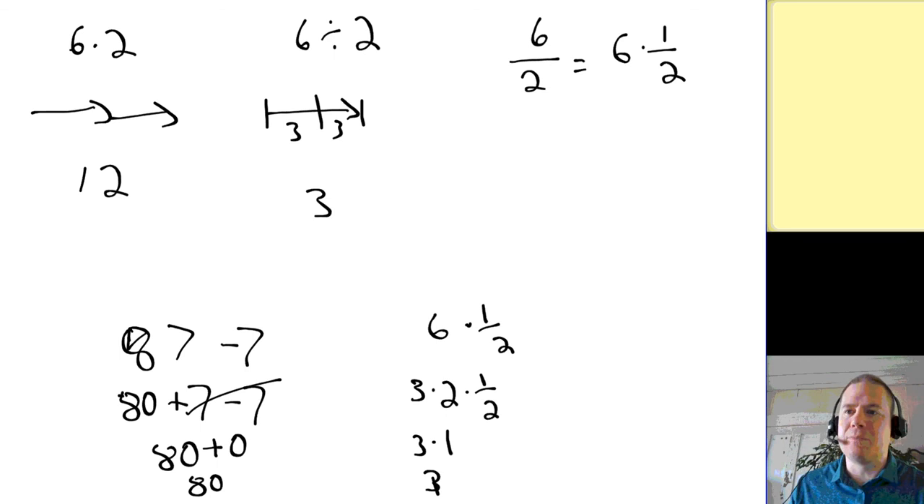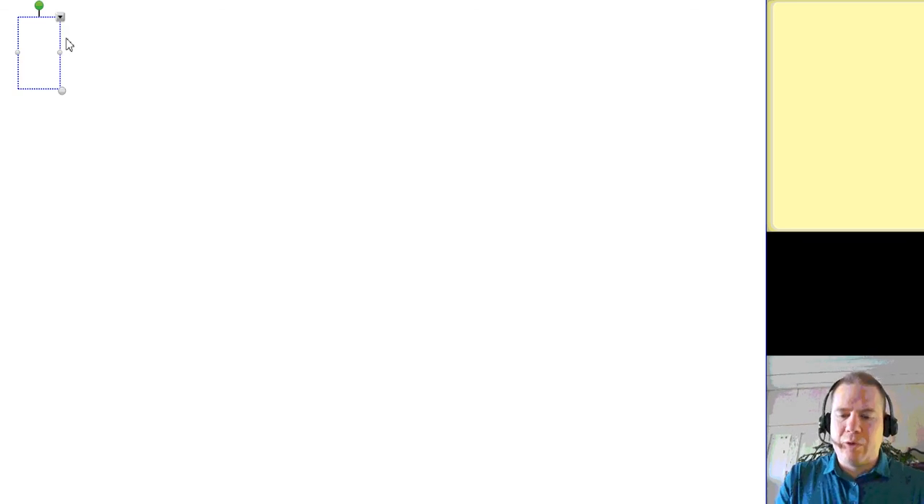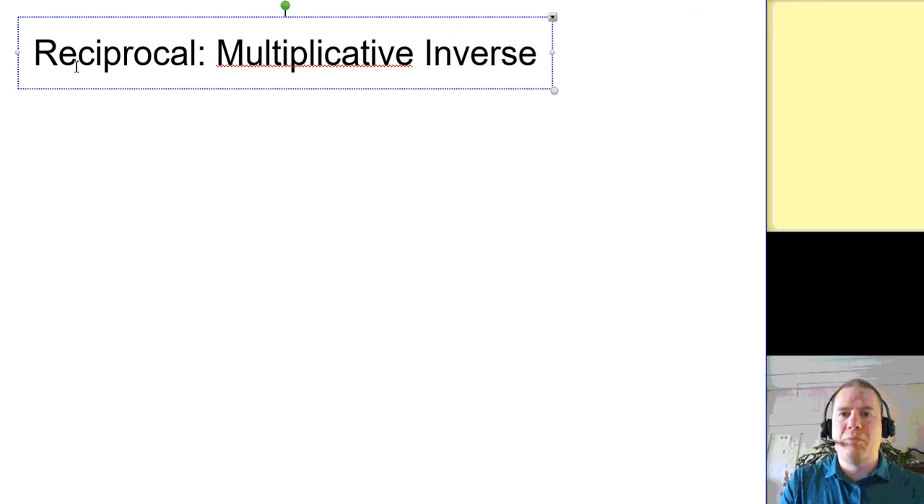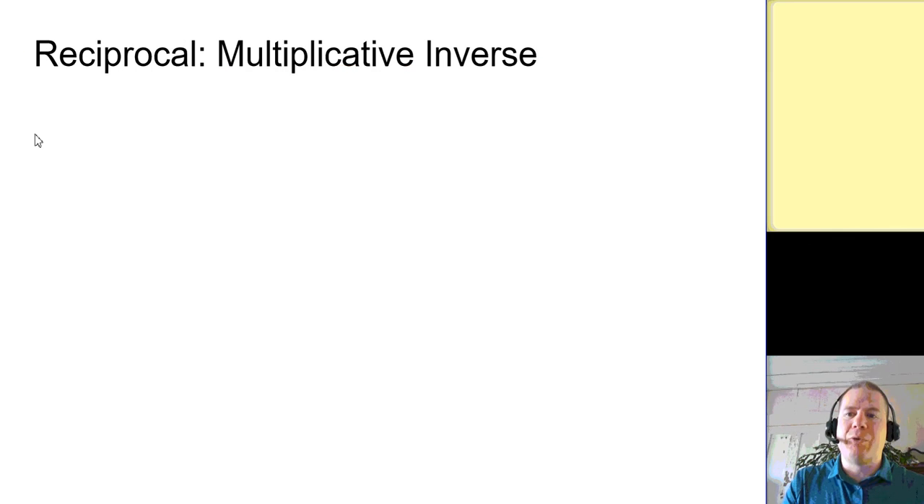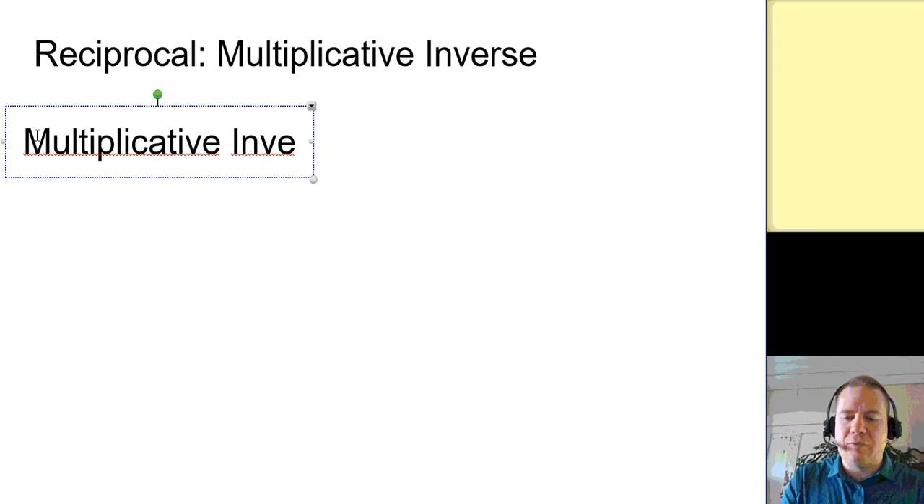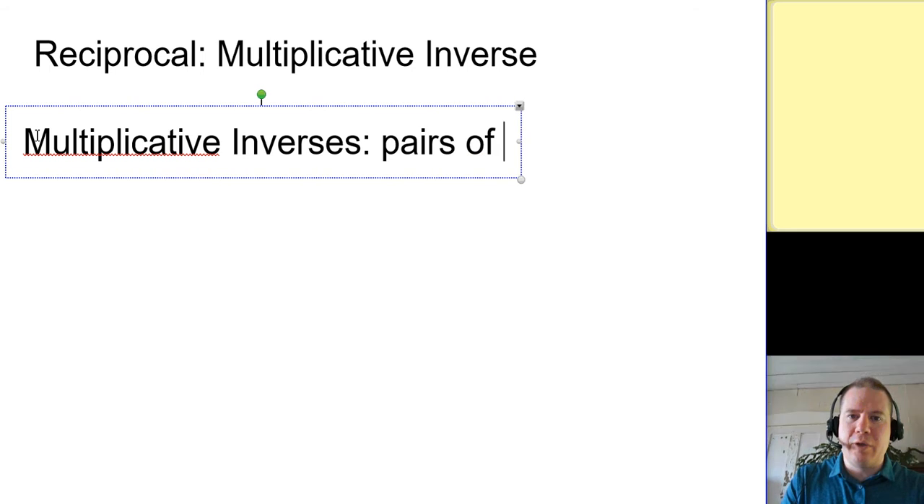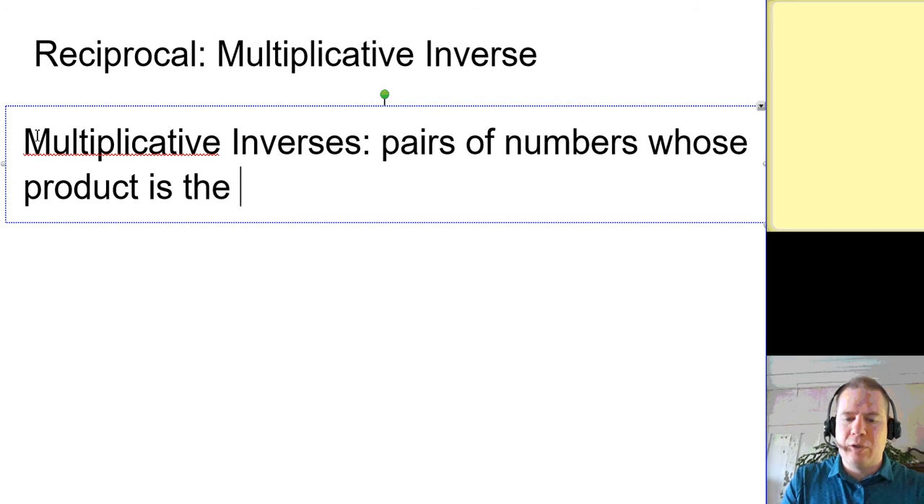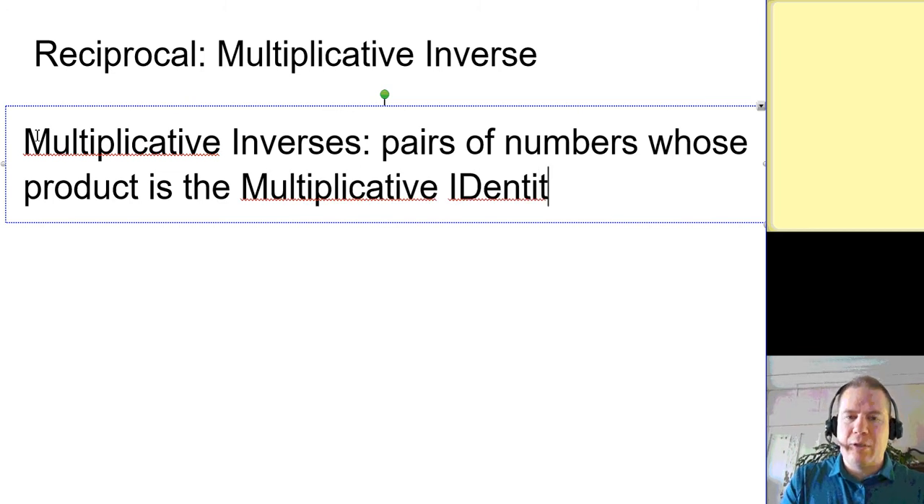So let's get those definitions down out of the way here. When I talk about reciprocal, that's our single word to refer to the multiplicative inverse. Multiplicative inverse. Just like opposite is the single word for additive inverse. We defined additive inverse already. Additive inverses are pairs of numbers whose sum is the additive identity. So multiplicative inverses are pairs of numbers whose, not sum, because we're not adding, whose product is the multiplicative identity.